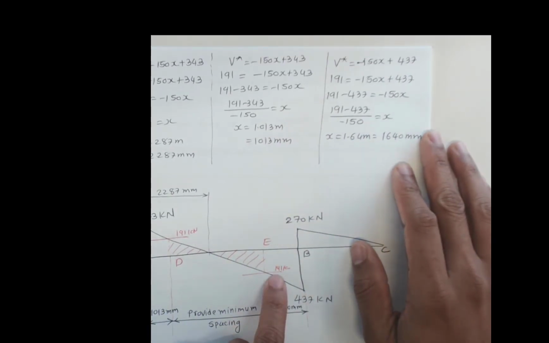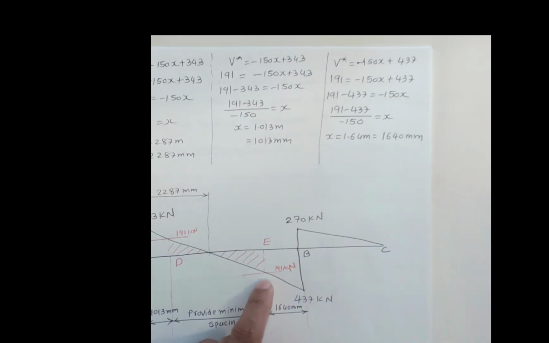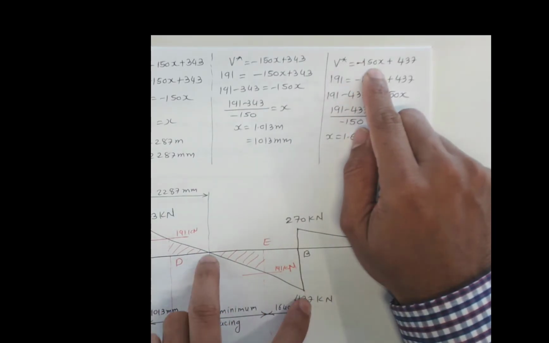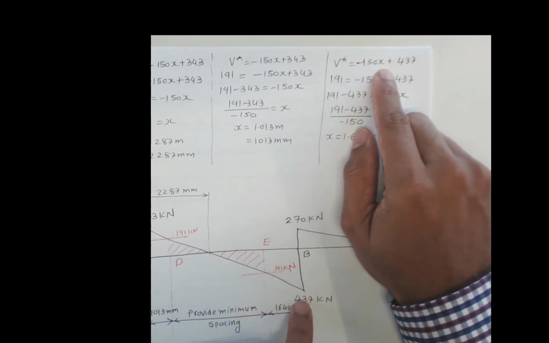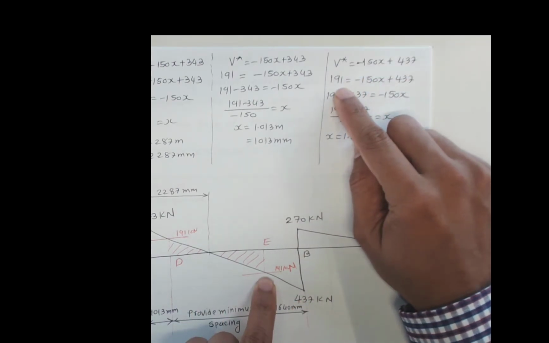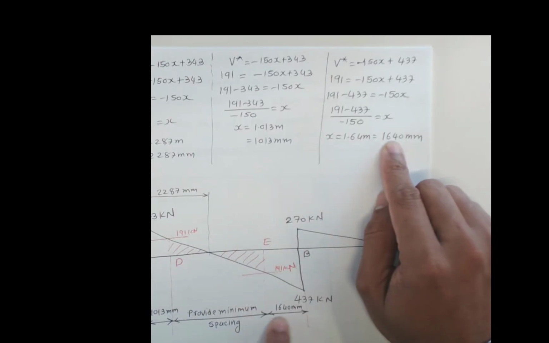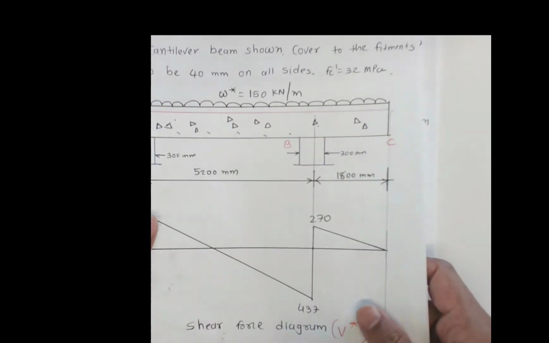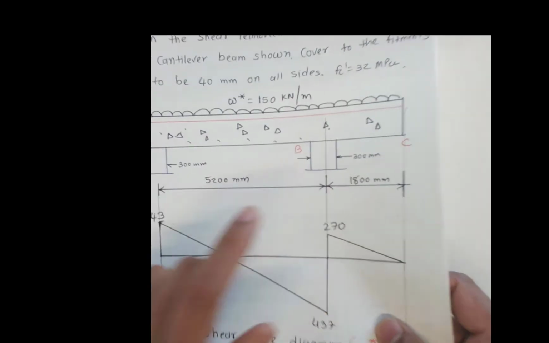Similarly we can work out the other side close to support B where we have 191 kilonewton. We can get the line again, V star equals minus 150x, the slope is minus 150 and the intercept is 437. We substitute 191, that gives us 1640 millimeters. So we found this distance, and we know this distance is 5200 millimeters because it is given in the question that support A to support B is 5.2 meters.